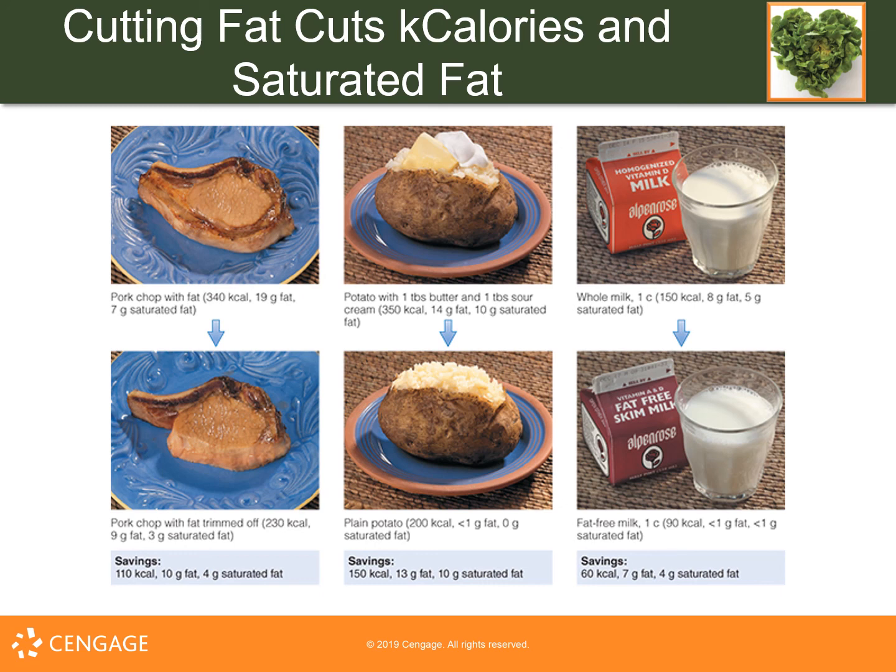In the middle picture, you have a baked potato with 1 tablespoon of butter and 1 tablespoon of sour cream. If you just have the potato plain, you can save about 150 calories, 13 grams of fat, 10 grams of which are saturated fat. And then the last picture, you have whole milk versus fat-free milk, and the savings are 60 calories, 7 grams of fat, 4 of which are saturated.